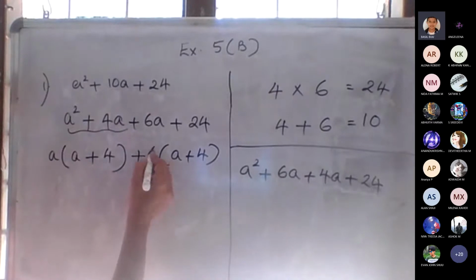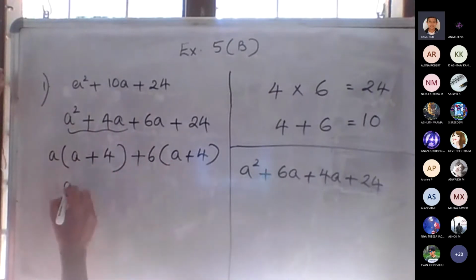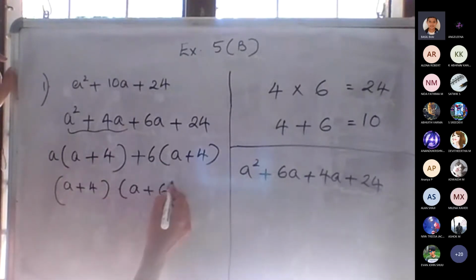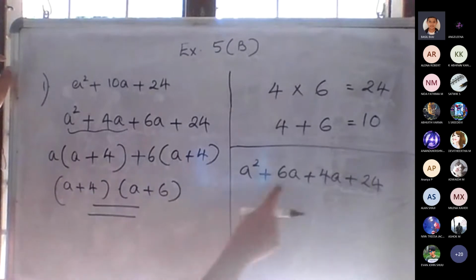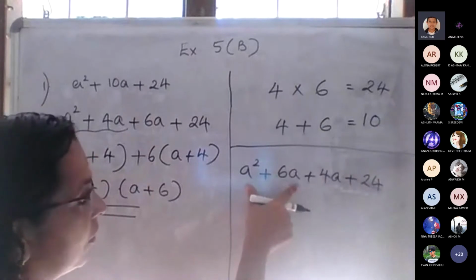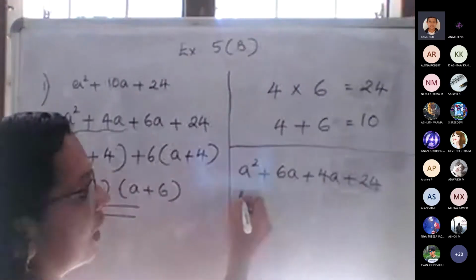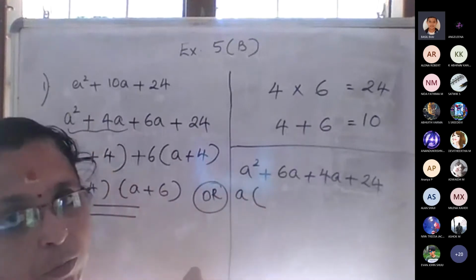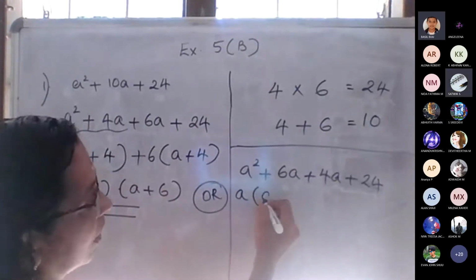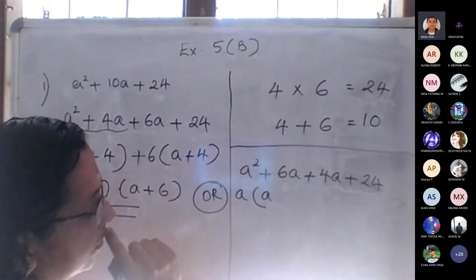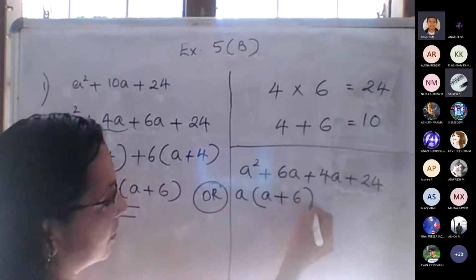Plus 6. From here we can take what? A plus 4 is common from this term and this term. And next term, means a plus 6, into a plus 6. So that will be your answer. If you are writing 6a first and 4a next, it means the same thing. From the first term we will take a, then the balance will be 6a. A plus 6.